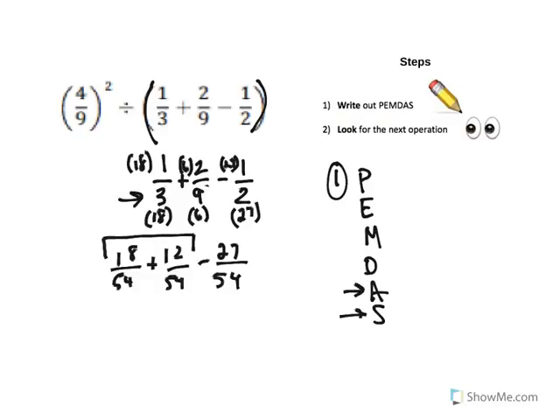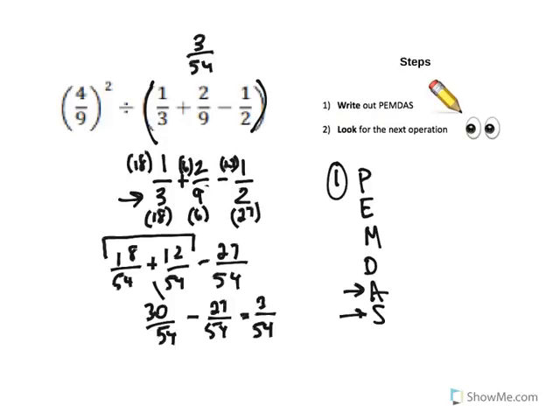Addition comes before subtraction, so I get 30 over 54 minus 27 over 54, which gives me 3 over 54. So now, just in these parentheses here, I have 3 over 54.